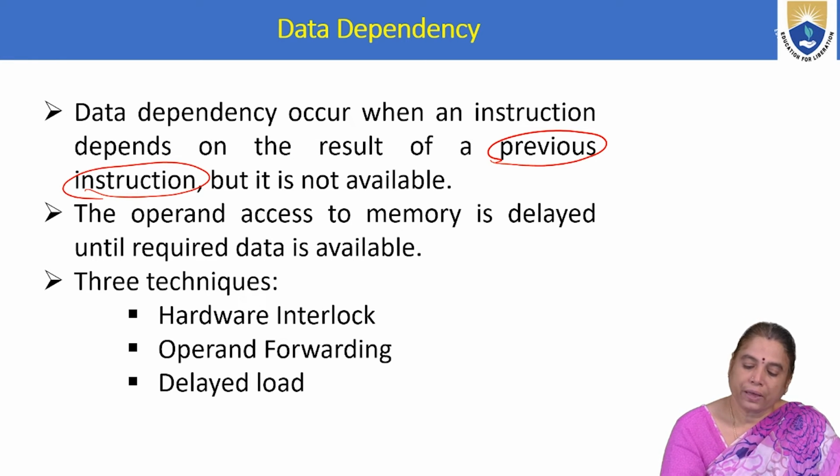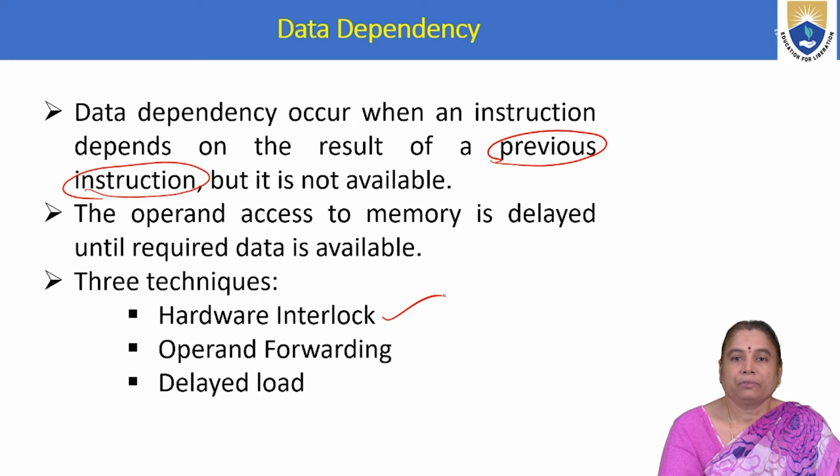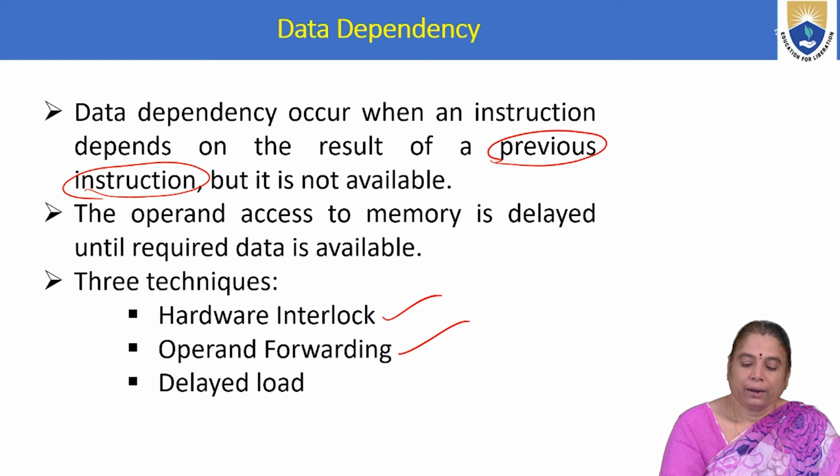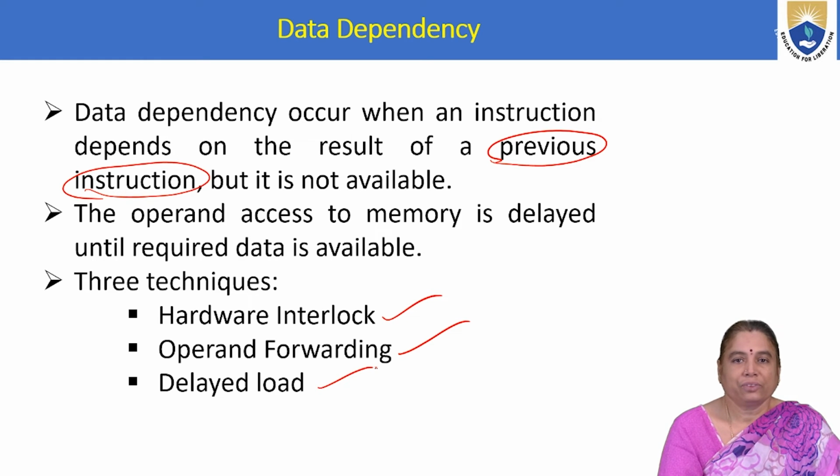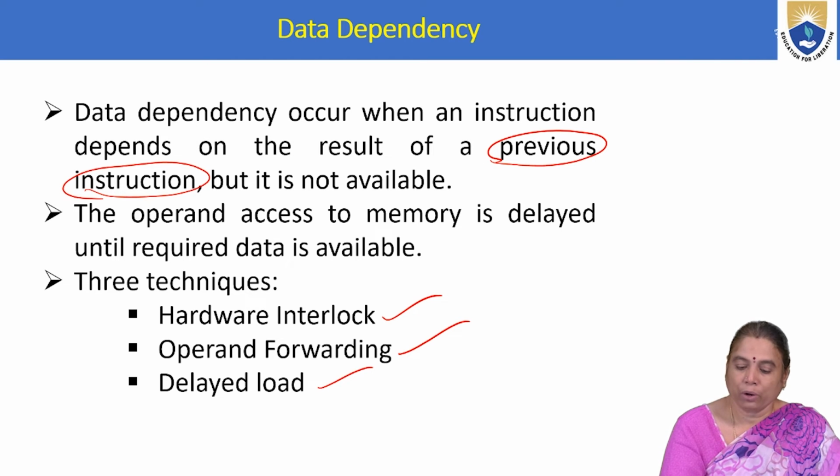One is hardware interlock. With the help of hardware locks, the operand access can be controlled. Next is operand forwarding. The required operand for execution of the instruction can be forwarded to the process. Then delayed load: operand access to the memory is delayed until the required data is available. So these techniques can be used to resolve the data dependency conflict.